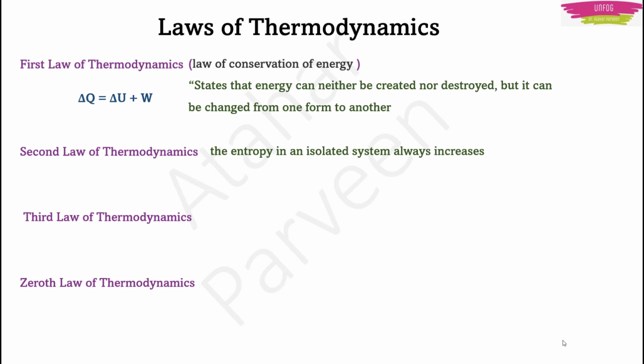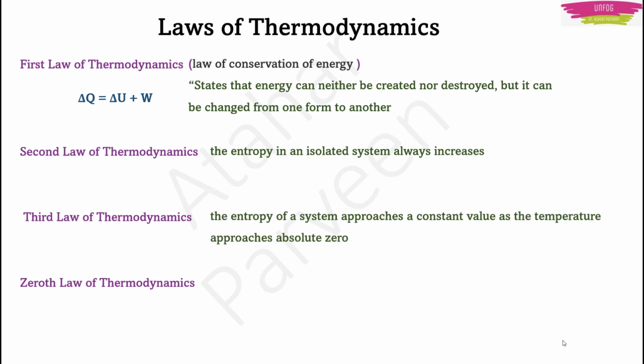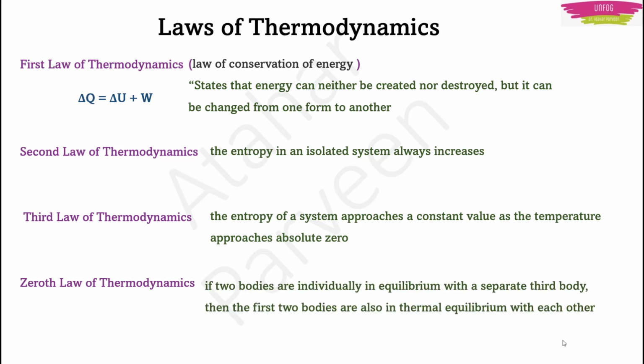Then second law of thermodynamics states that the entropy in an isolated system always increases. Entropy means disorderness in the system. I will talk more on this with an example. Okay, here I am just giving you a glance of these laws. I will talk with more descriptions again. Okay, then third law of thermodynamics states that the entropy of a system approaches a constant value as the temperature approaches absolute zero. Then zeroth law of thermodynamics, this is the more basic law. It states that if two bodies are individually in equilibrium with a separate third body, then the first two bodies are also in thermal equilibrium with each other.